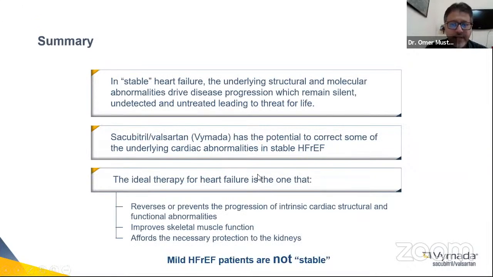In stable heart failure patients, the underlying structural and molecular abnormalities drive disease progression, which remains silent, undetected and untreated, leading to life-threatening complications. Sacubitril/valsartan has the potential to correct some of them. The ideal therapy for heart failure patients is one that reverses or prevents the progression of intrinsic cardiac structural and functional abnormalities, improves skeletal muscle function, and affords necessary protection to the kidneys.